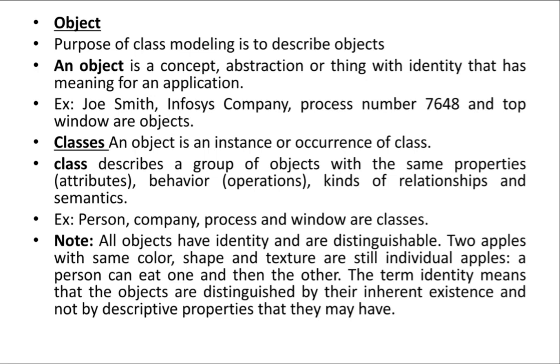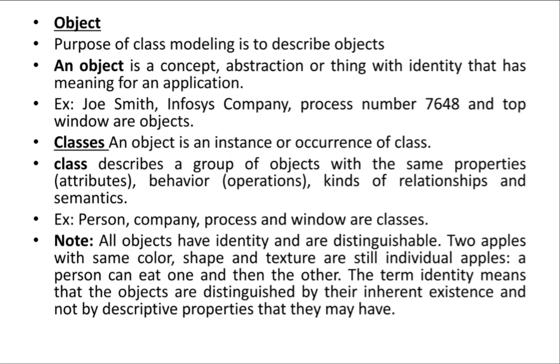So in simple words, an object is a thing with identity. For example, here Joe Smith is an object, a person object. Infosys is an object, a company object. Joe Smith is a real world thing. Process number 7648 is a conceptual object, but Joe Smith is a real world object.